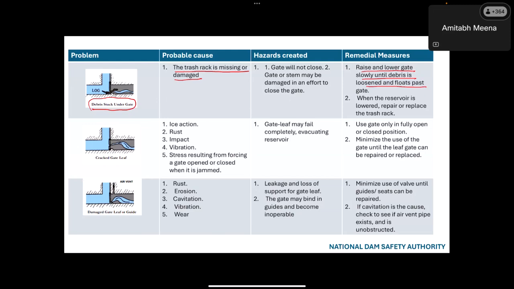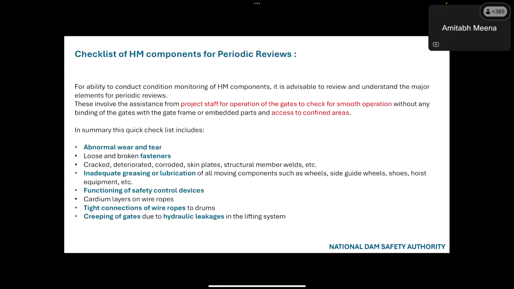Cracked gate. This is the vertical gate, and this gate leaf has been cracked. So we should repair all these things. Generally, in HM components, if there is abnormal wear and tear, then we should also report that in the inspection report and take repairing measures. Loose and broken fasteners, cracked, deteriorated, corroded skin plates, structural members, welds, etc. Inadequate greasing or lubrication. These are basically regular repair and maintenance works.